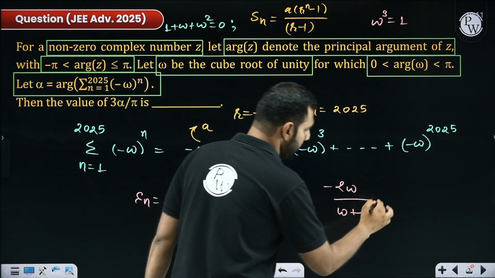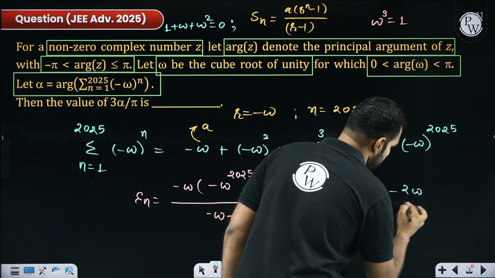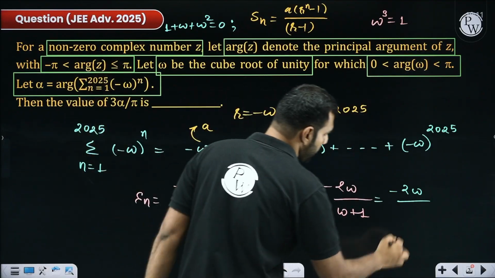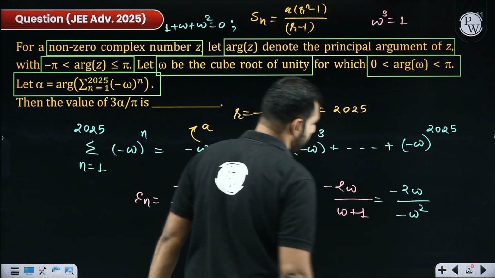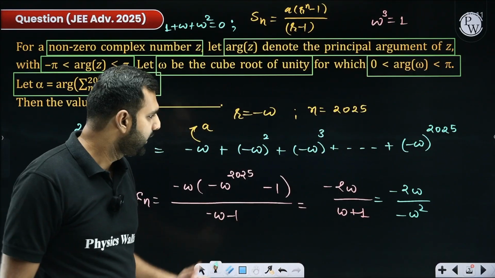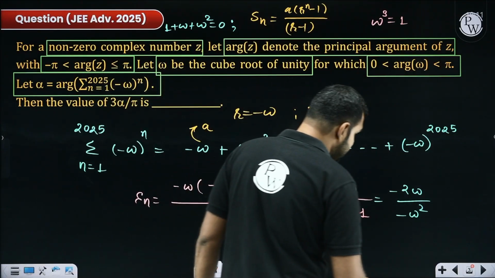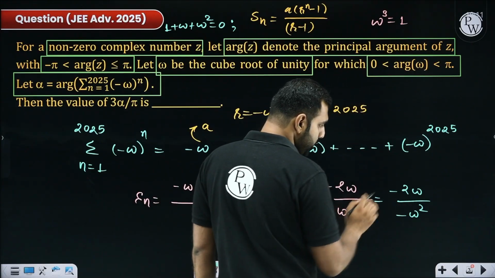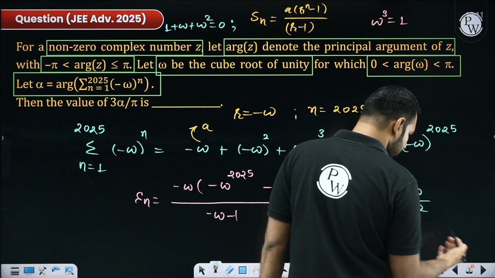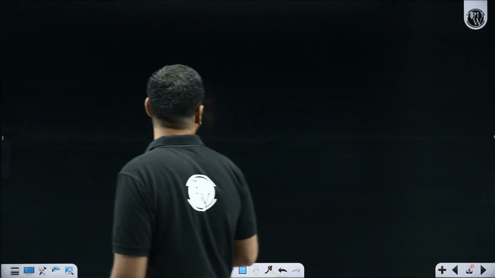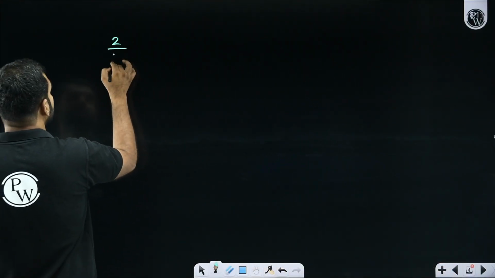So this I can replace by minus 2 omega whole divided by what? Minus omega square. Yes or no, everyone? Give me a quick update. Did you all get that? And I think with that, we have a very good and decent result, that this minus and minus are cancelled, 2 stays there, and we are left with 1 upon omega, or rather 2 upon omega. So I am now finally left with 2 upon omega.